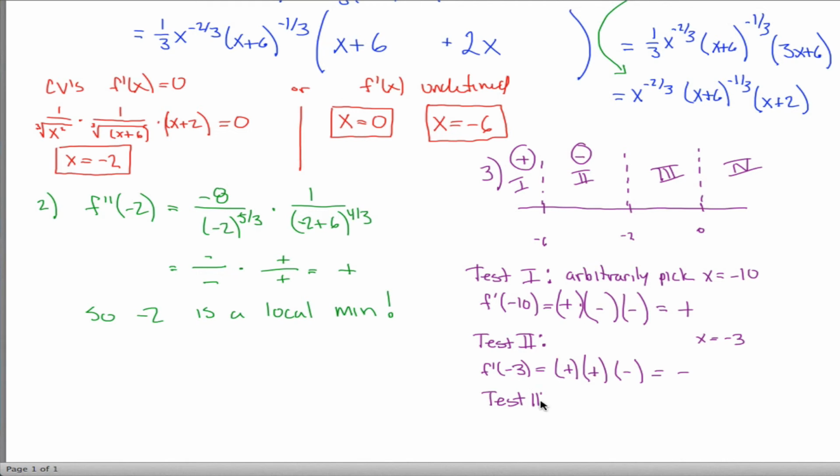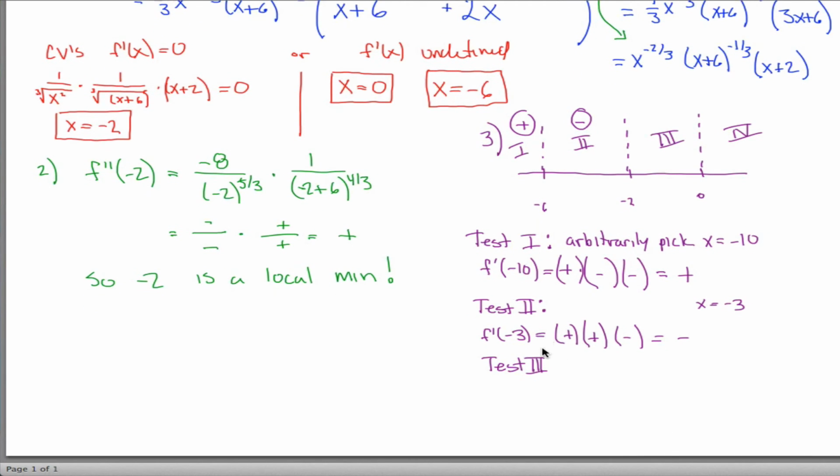Two more of these. Maybe I'll go a little quicker. In region 3, pick any number you want. I want to pick -1. F prime of -1 is going to be positive times, let's see, this second guy, -1 plus 6. It's a positive number raised up to the -1/3 power, still positive. -1 plus 2, that's a positive number. You get a positive times a positive times a positive, which is a positive. Region 3, always positive.